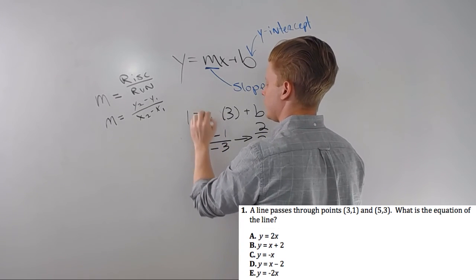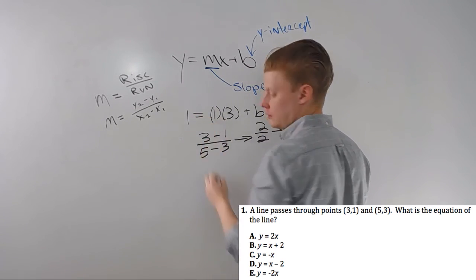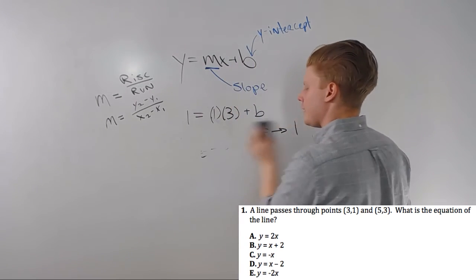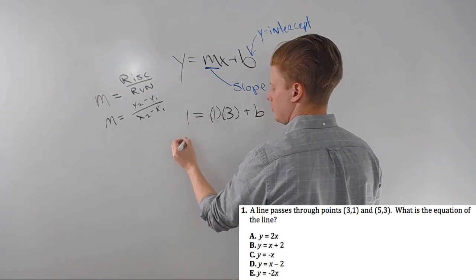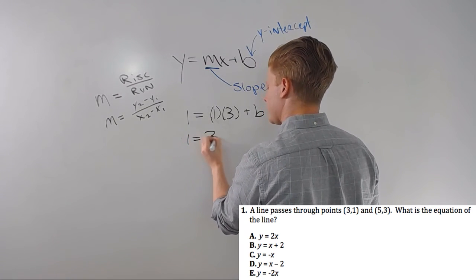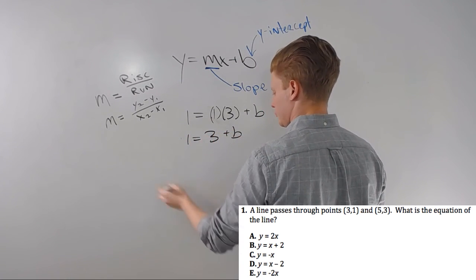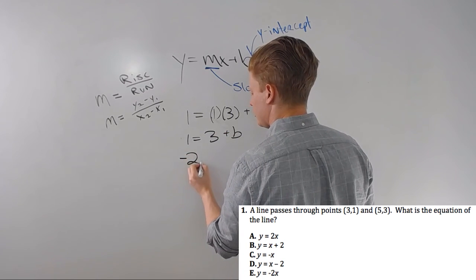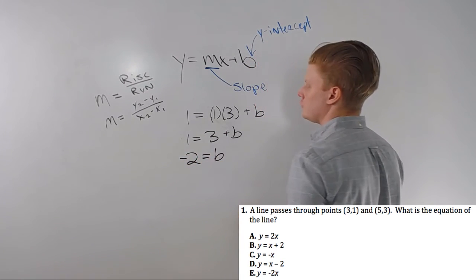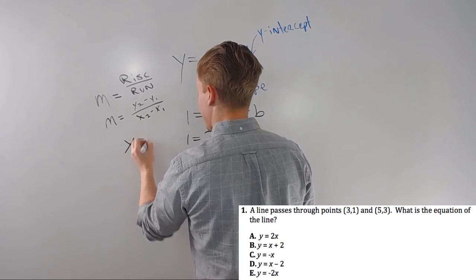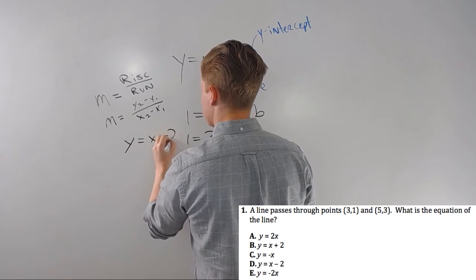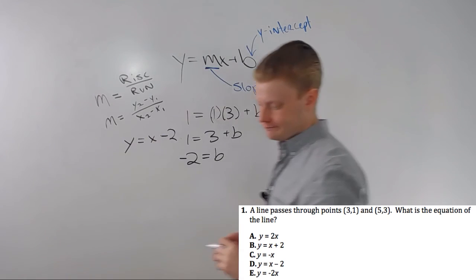So now I can plug in 1 here, right? And I can solve for b. So 1 equals 3 plus b. Subtract 3, negative 2 equals b. So your equation this way would be y equals 1x, or just x, minus 2. All there is to it.